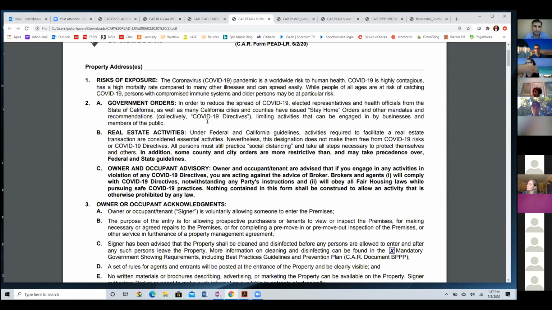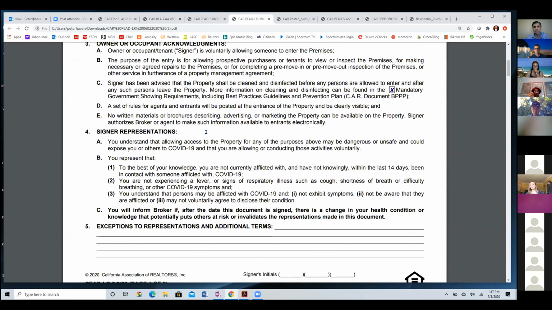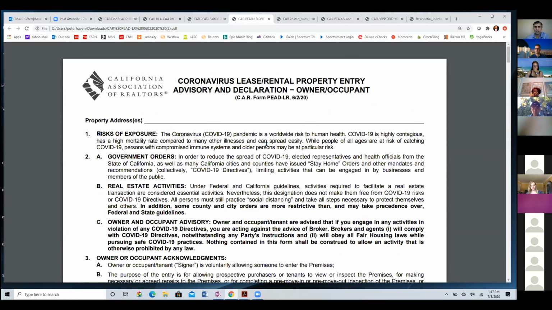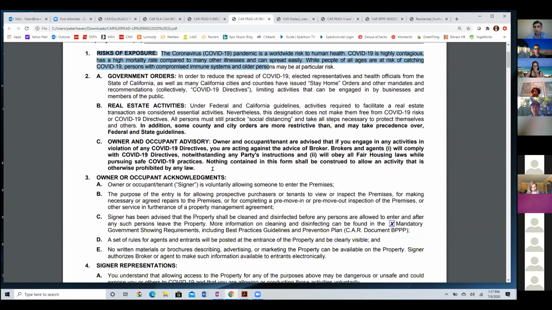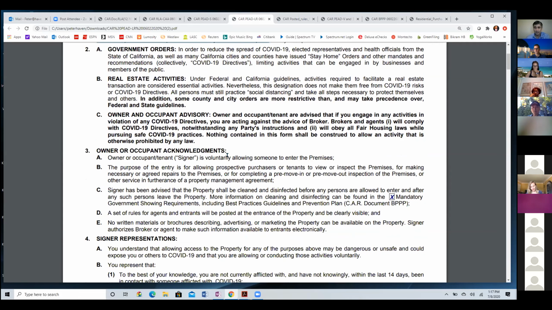Now, I get questions all the time. What do I do if the tenant won't sign off on the PEAD or provide the PEAD? And I'm sorry to say that if the tenant doesn't agree to allow people to come in, if the tenant doesn't agree to take on these risks of exposure, if the tenant is not in writing on board with this, then we as agents can't do anything about that. Our position and policy should be, well, I can't take a prospective buyer into that unit if the tenant won't acknowledge the PEAD-LR.